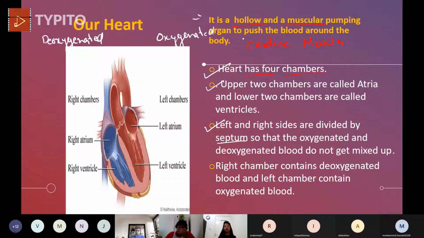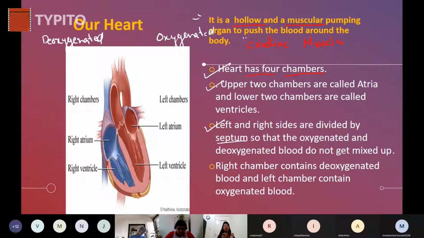Now let us see a little bit more about the heart. The heart is hollow. I used to think inside the heart there would be a machine which is pumping the blood here and there. But on the inner side it is just hollow. Nothing is there. And it is a muscular pumping organ. It is made up of cardiac muscles. So the cardiac muscles are contracting and relaxing and they are actually throwing the blood.